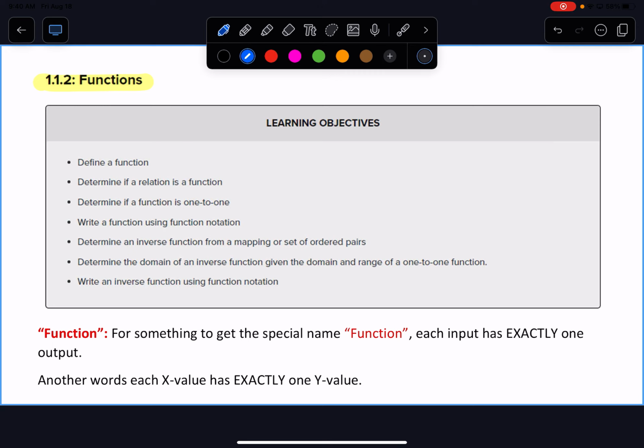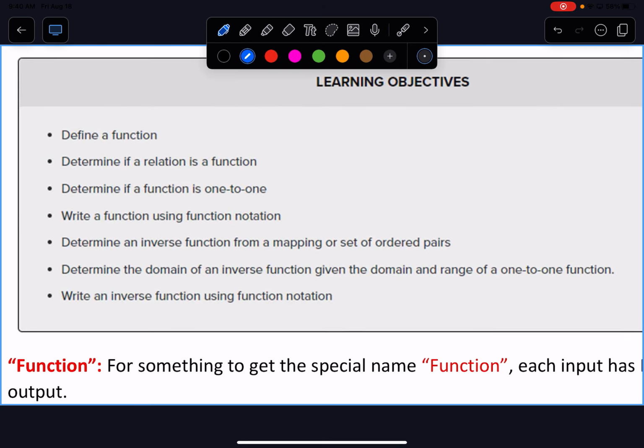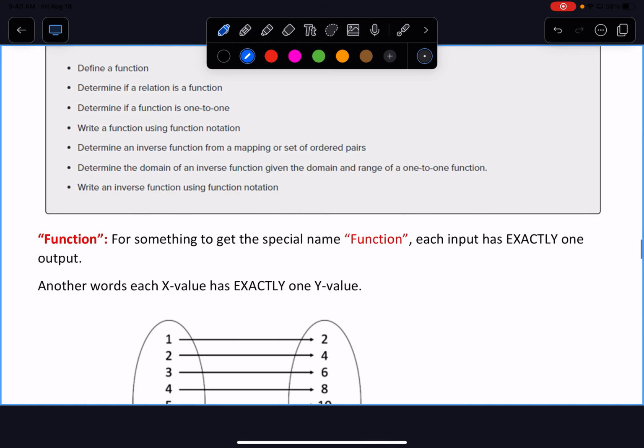Like for example, well, let me say, sorry. They're going to ask you to determine what is a function, is it one-to-one? And then once again, they're going to ask you to find domain and range and inverse. So it's just reviewing old stuff.